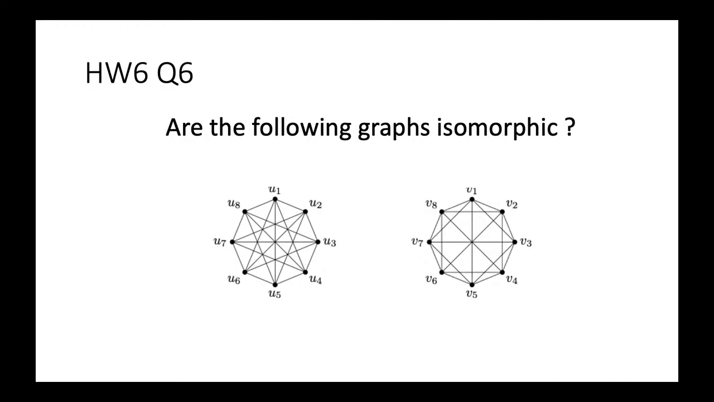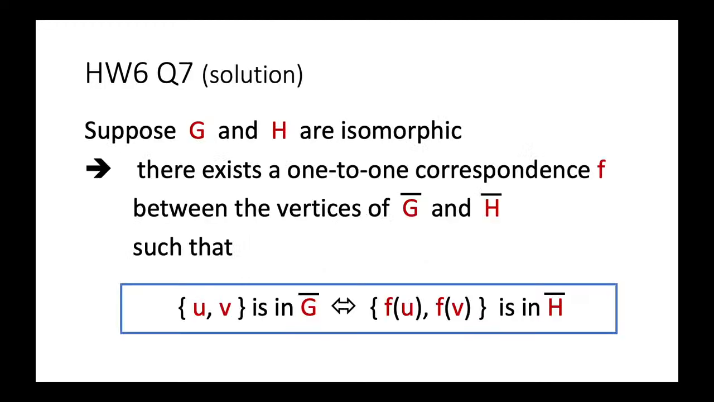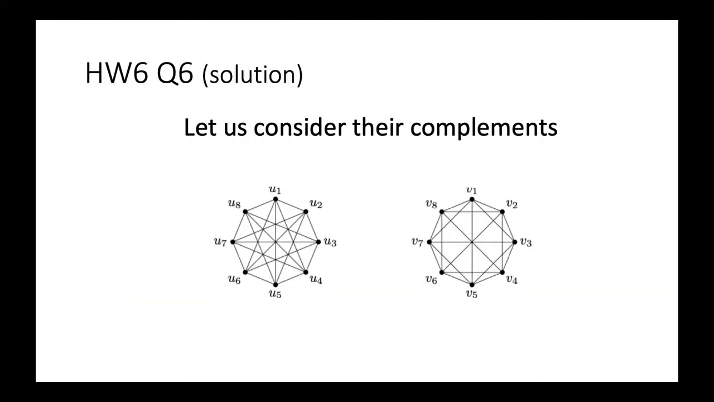So one thing that we have just learned from question 7 is that we can look at the complements instead, because the complements of the graphs may have an easier structure to identify, and they will have a smaller number of edges. As long as the complements are isomorphic, then the two graphs are isomorphic. But if the complements are not isomorphic, then these two graphs will not be isomorphic. So let's look at the complement. What is the complement? Let's focus on the red edges.